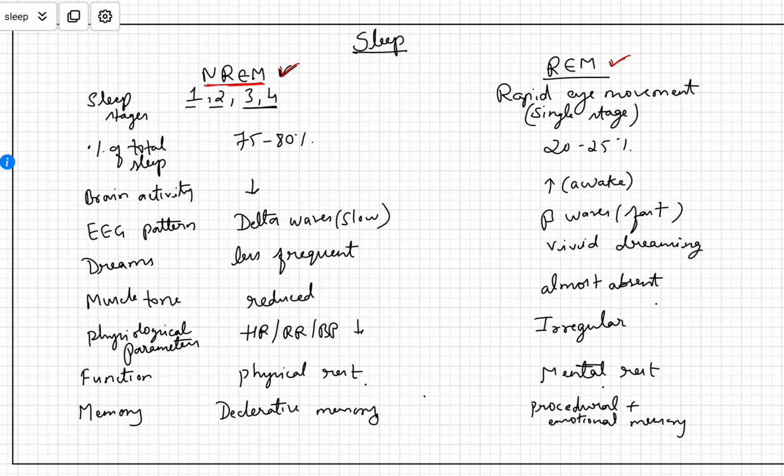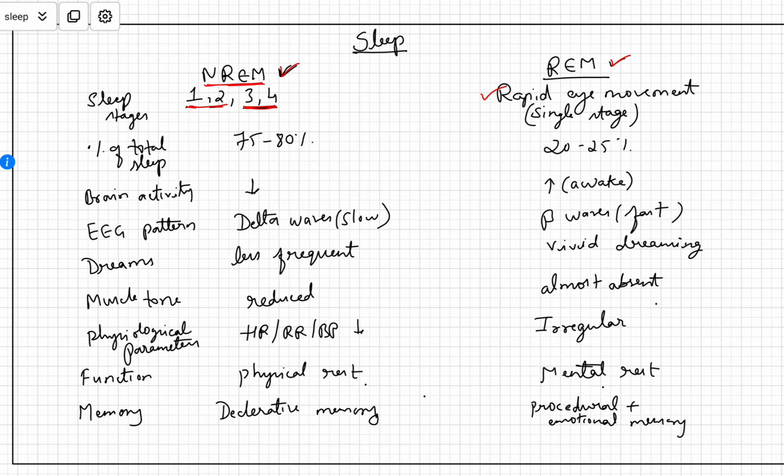The NREM phase is divided into four stages: stage 1, stage 2, stage 3, and stage 4. Stage 1 and 2 are called light sleep. As a person enters from stage 1, 2, and enters 3 and 4, he is entering into deep sleep. Stage 3 and 4 are considered deep sleep stages. So there's only one stage in rapid eye movement sleep, and NREM is further divided into four stages.